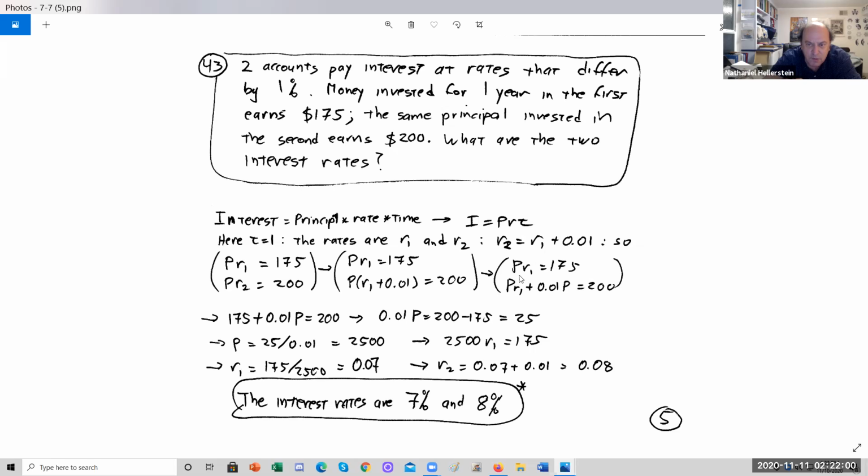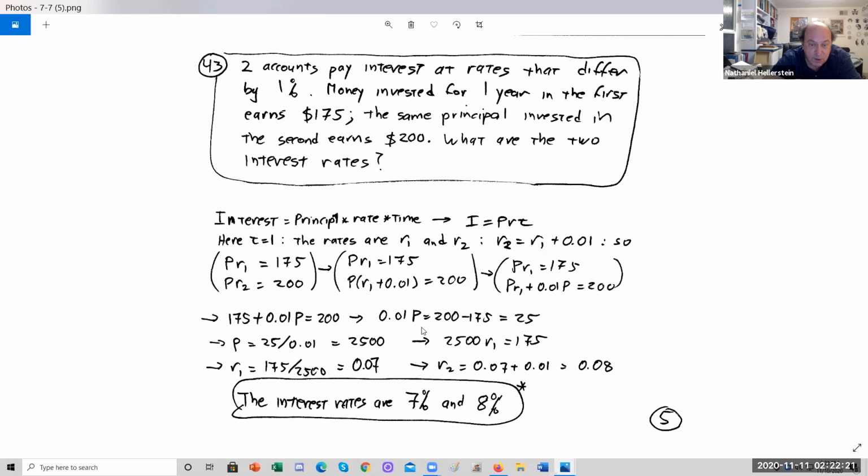Now here we have a PR1, and here we have PR1 equaling 175. So we can put 175 in where this PR1 is. And you get 175 plus 1% of P equals 200. Okay, now it's a simple matter of finding out P. That's not what we want. We want R1 and R2, but we'll get P along the way.